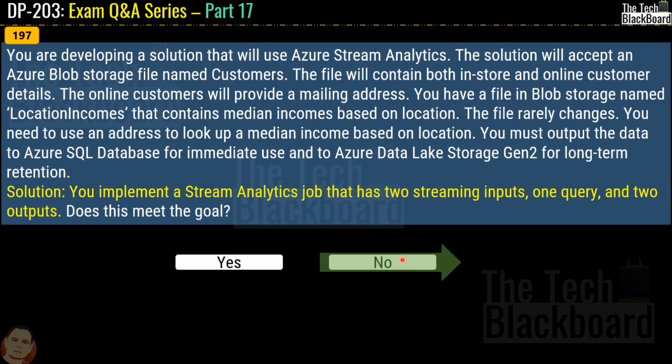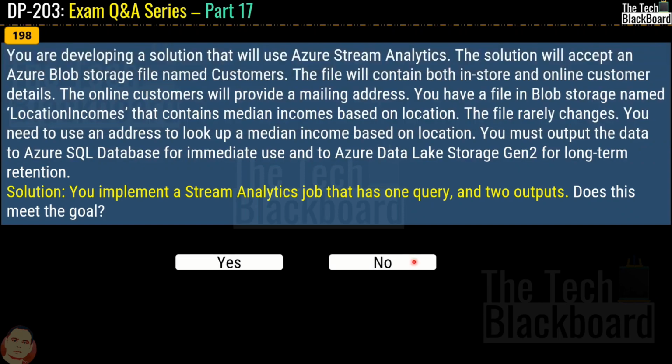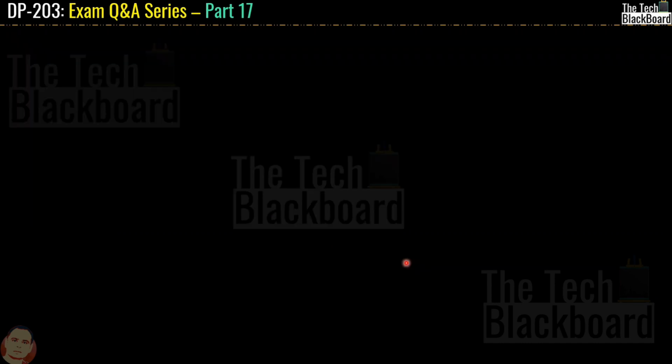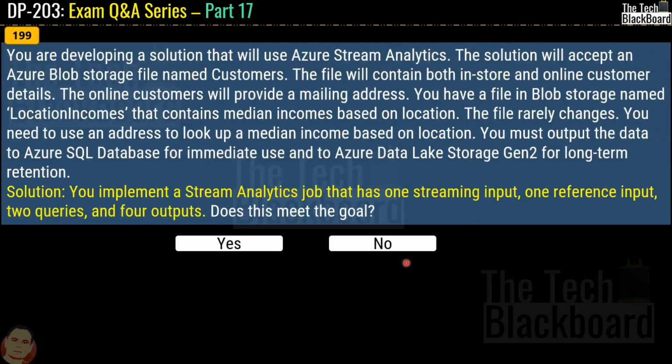So here comes question number 198, which is exactly the same question. However, this time the solution is you implement a stream analytics job that has one query and two outputs. Does this meet the goal? And this time also the correct answer is no. So let me show you what is the correct answer. And here comes our question number 199 with the correct solution.